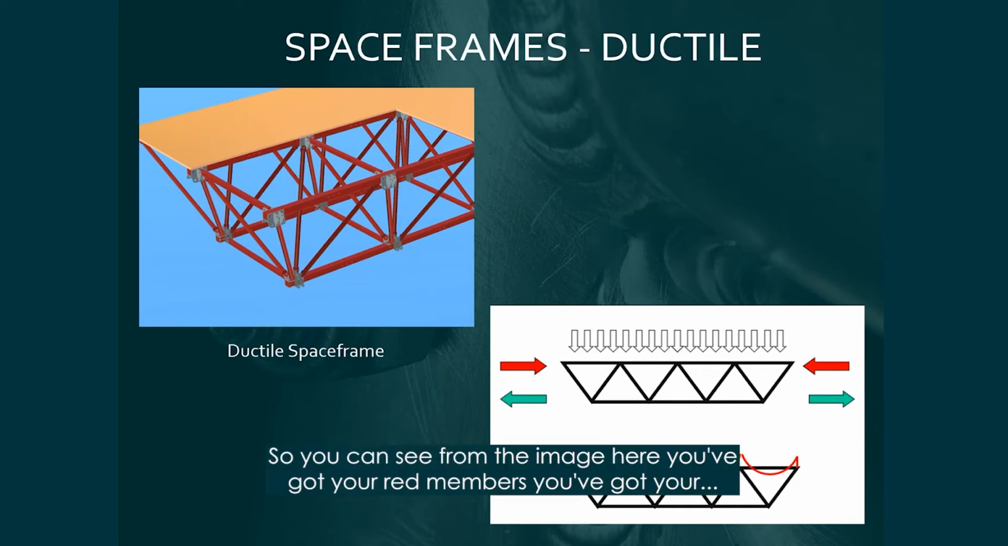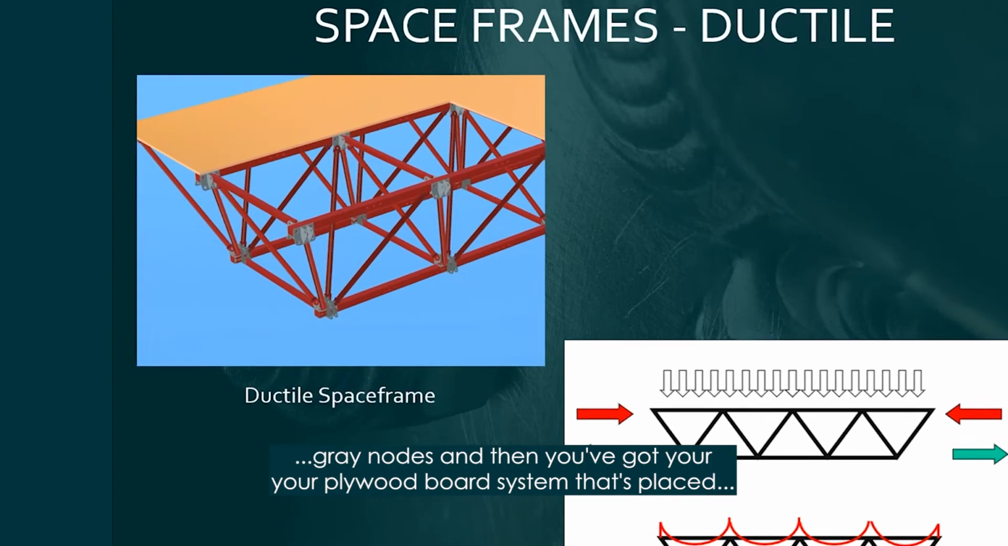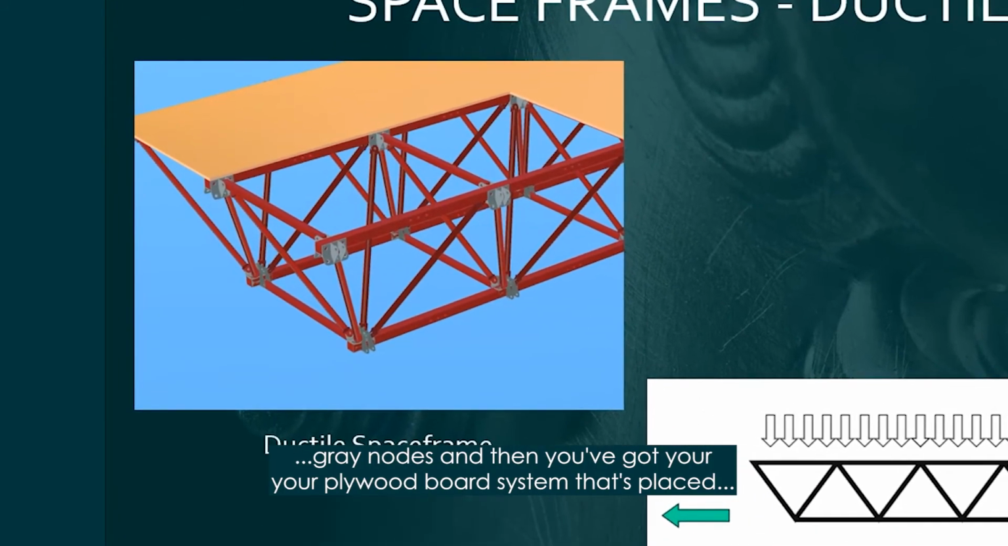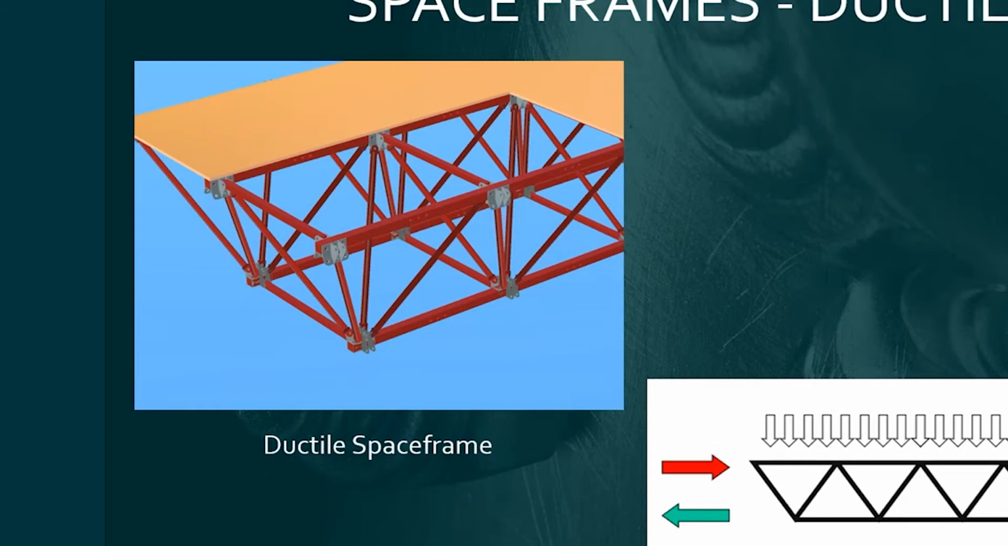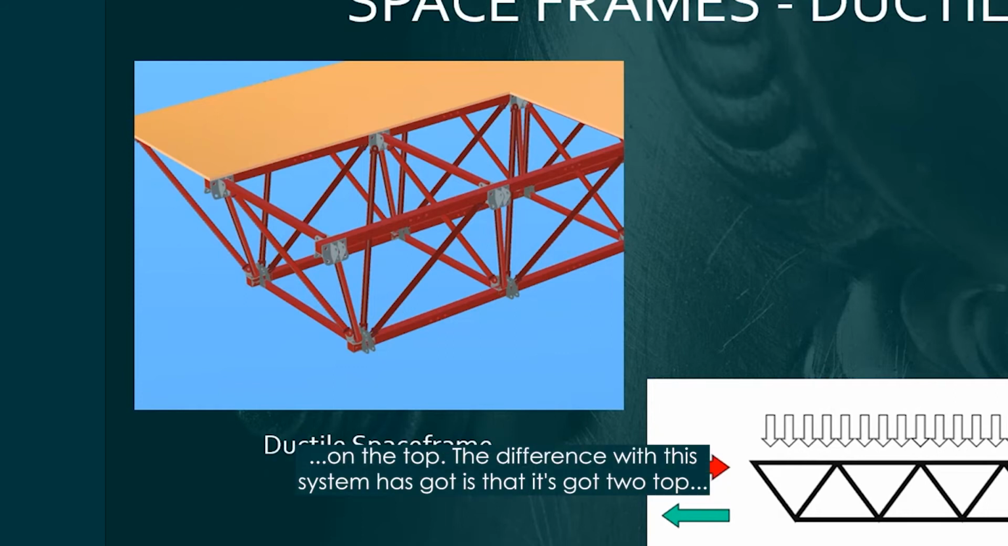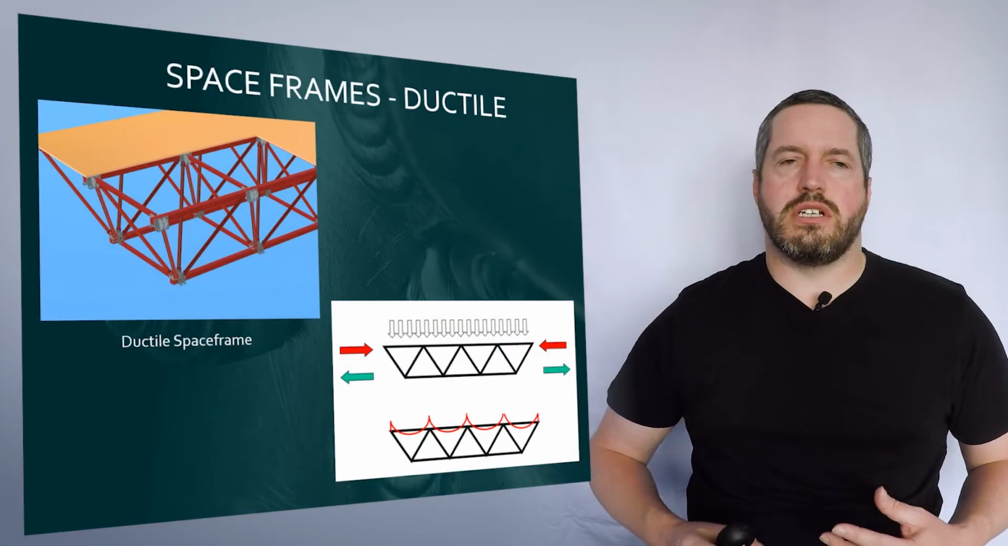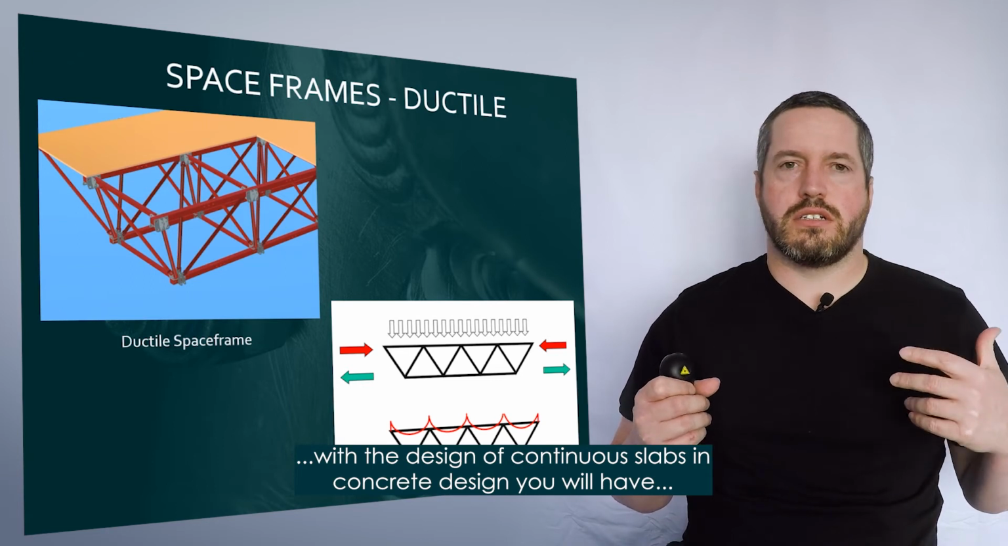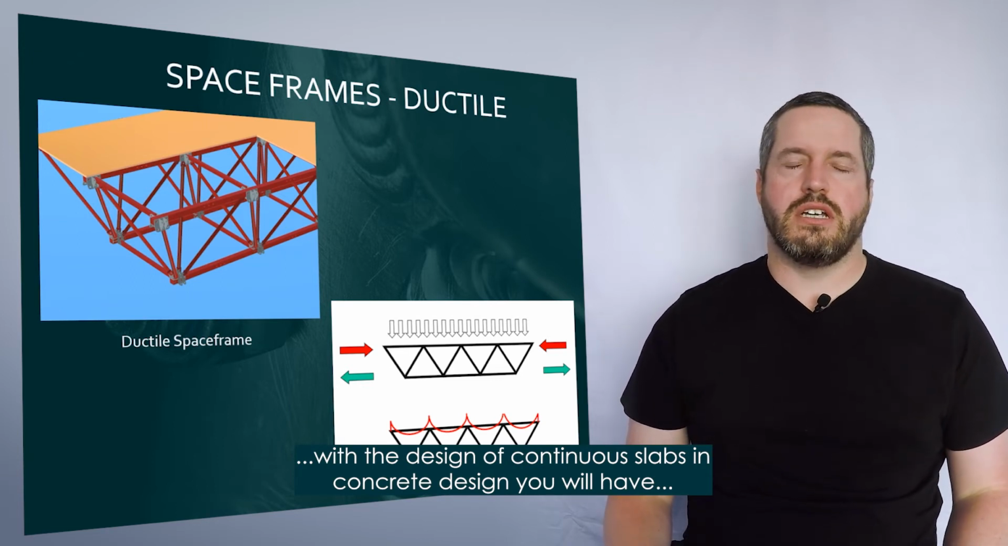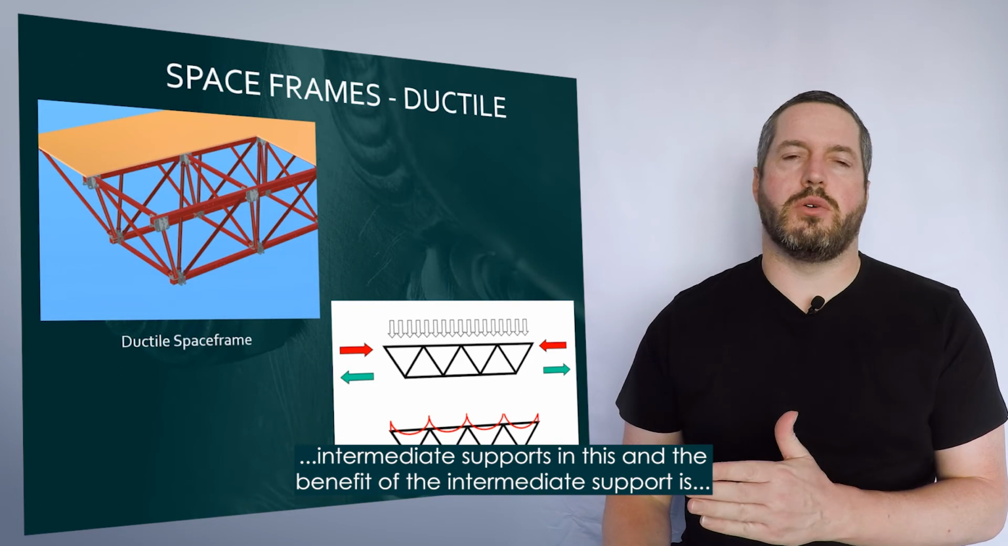The next space frame system we're going to talk about are ductile space frames. So you can see from the image here, you've got your red members, you've got your grey nodes, and then you've got your plywood board system that's placed on the top. The difference with this system is that it's got two top chords, and one of these top chords is continuous. So if anyone is familiar with the design of continuous slabs in concrete design, you will have intermediate supports in this.